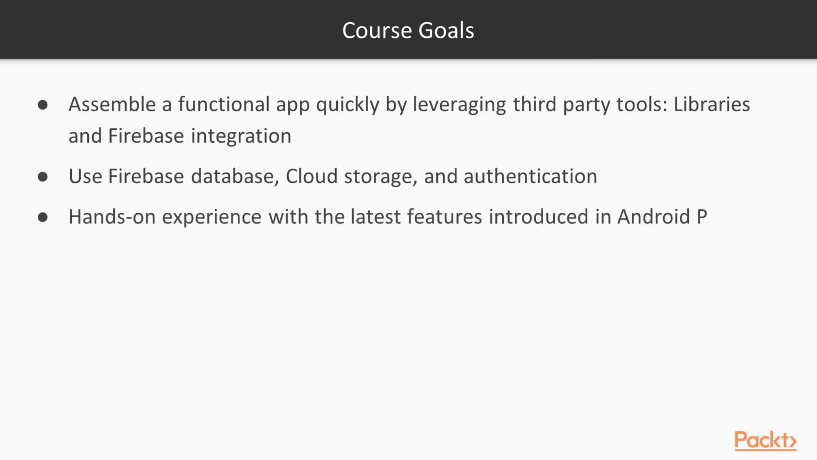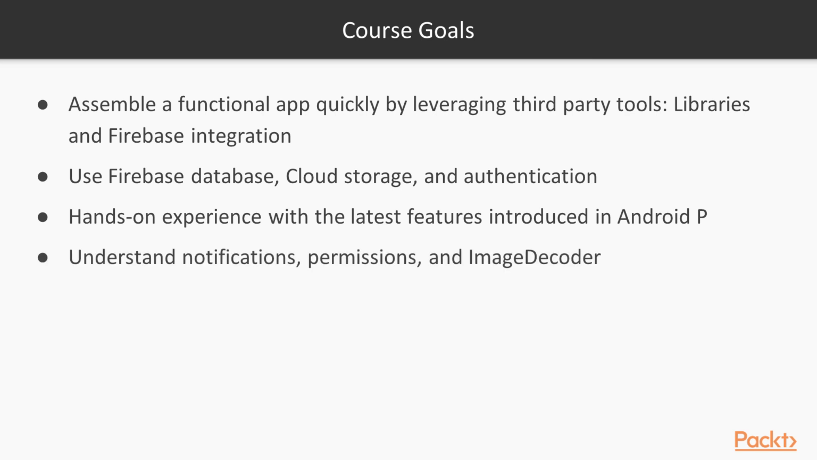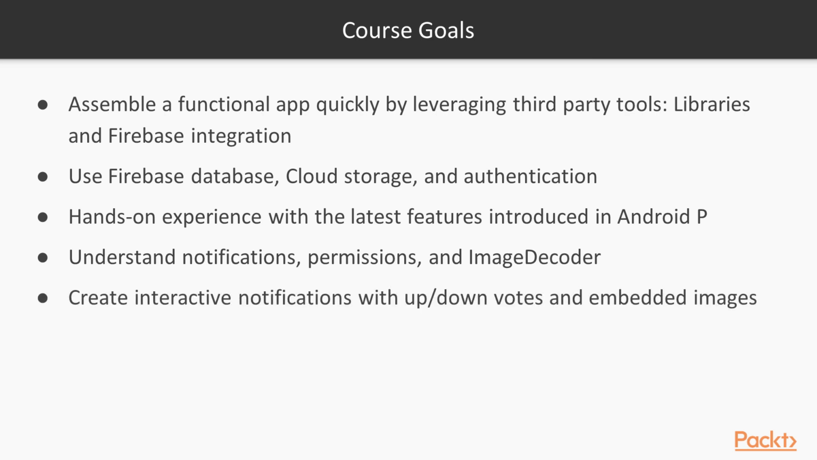We'll have hands-on experience with the latest features in Android P, including notifications and notification categories, the permissions model that was introduced in Android Marshmallow, and image decoder to quickly generate a bitmap. We'll see how to create interactive notifications with up and down votes and embedded images, and then we'll see how to leverage those interactive notifications along with broadcast receiver and pending intent to update our Firebase data with a count of up and down votes for a shortcut.